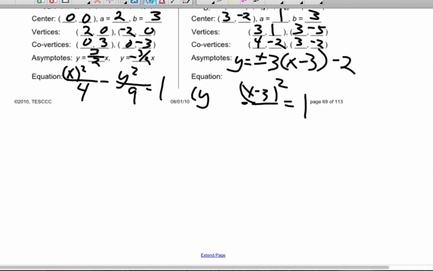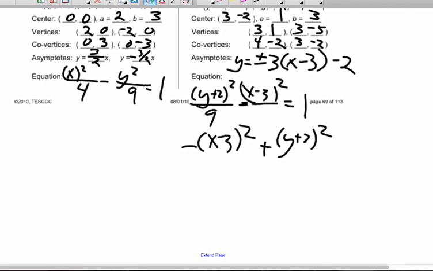So it will be y plus 2 squared over b squared, which is 9. And I've got my minus in between there. You notice in the example, they wrote this as a negative x minus 3 squared plus y plus 2 squared over 9 equals 1. And these are equivalent expressions. I just prefer to keep my positive term up front, but I will accept it if you write it this way. Okay, so now I want you to pop over to page 4 real quick.